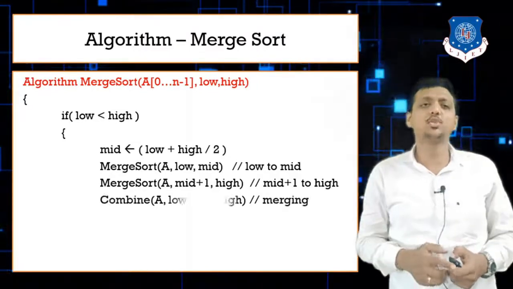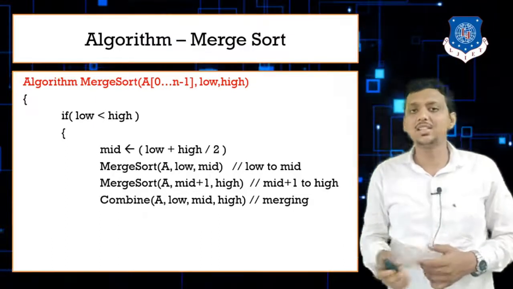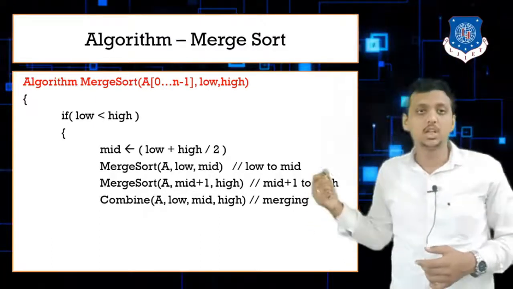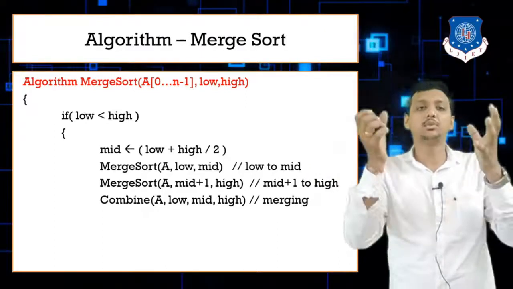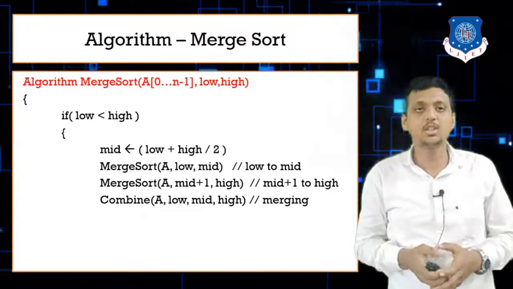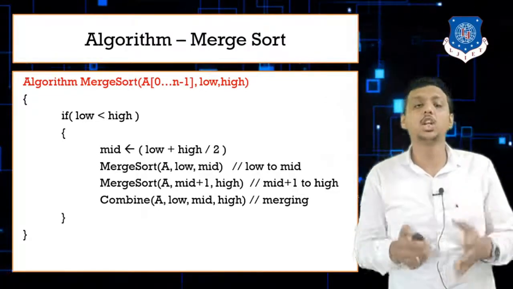After applying the merge sort, at last we are combining the result. So combine them like this: combine A comma low, mid and high. You are combining the list from all 3 points, low, mid and high. This operation is known as merging. So that's it for the merge sort algorithm.